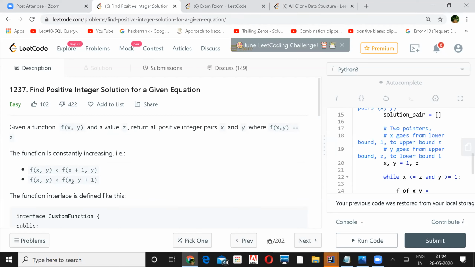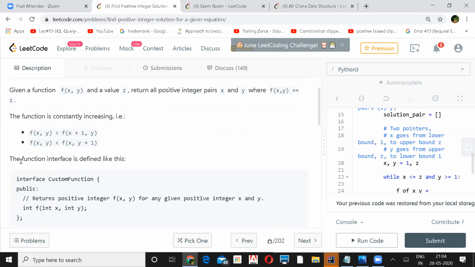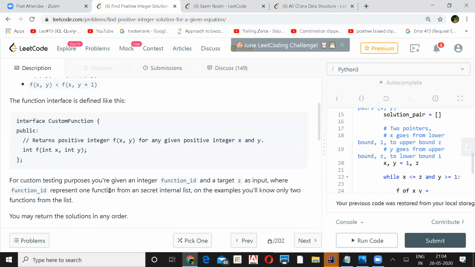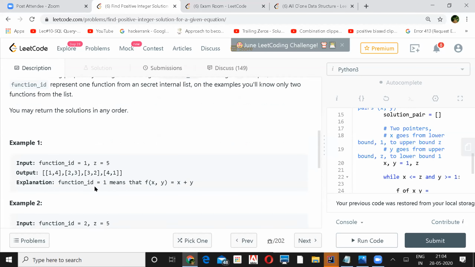So it's an always increasing function, and the function interface is defined like this. It is an API interface, a custom function which takes two integers x comma y and returns a value depending on whatever kind of operations you perform in the function. For custom testing purposes, you are given an integer function ID and a target z as input, where function ID represents one function from a secret internal list. On the examples, you will know it from the list. You may return the solutions in any order. So your function ID is 1 and z is equal to 5.